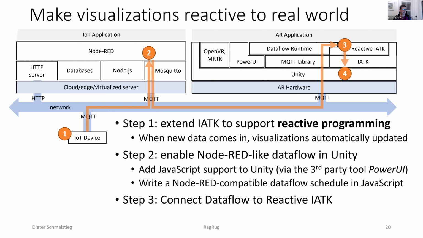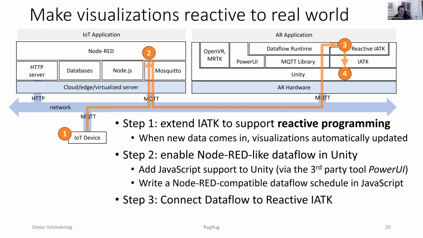Well, in order to get that, we have to make a variant of the software infrastructure that I've shown you before, where again, on the left-hand side, you have the unmodified Node-RED infrastructure, and on the right-hand side, you have a slightly modified IATK Unity infrastructure. And we're making 3 extensions, or I call them 3 steps here. The first step is we extend IATK to support a reactive programming model.